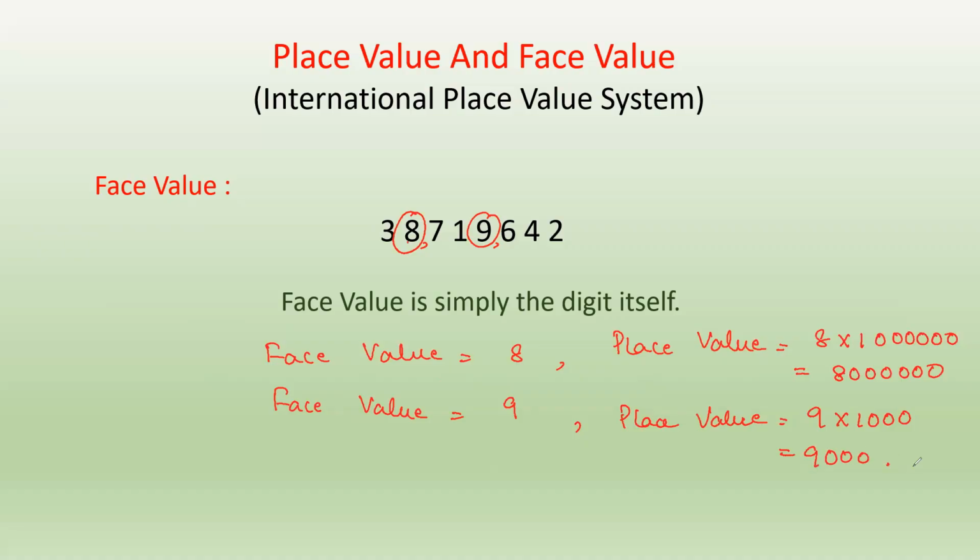And let us just recall again, face value is the digit itself, whereas place value depends upon the digit's place and position in the particular period according to the place value system. I hope with these examples, the concept is clear. Take more examples and then you can understand it in a better way.